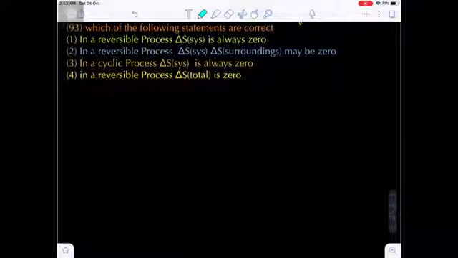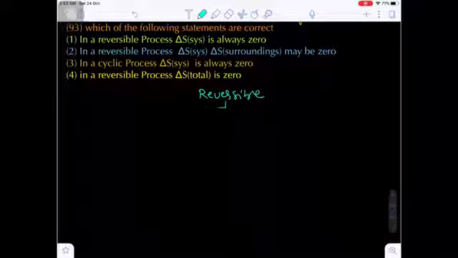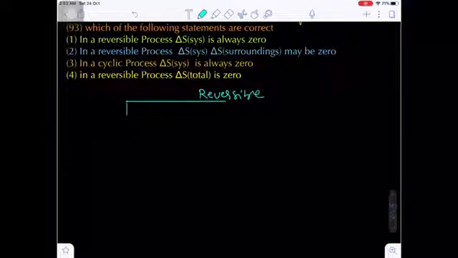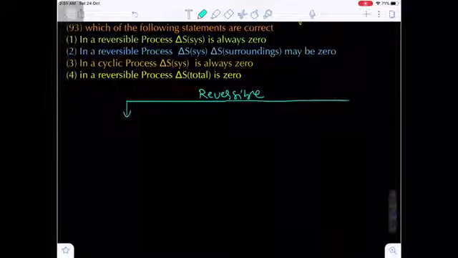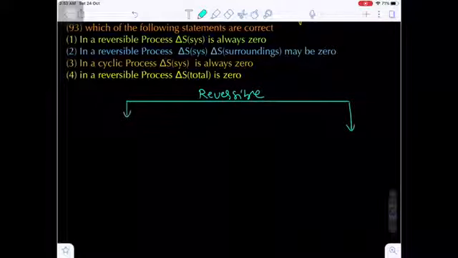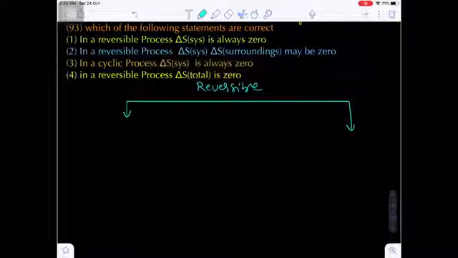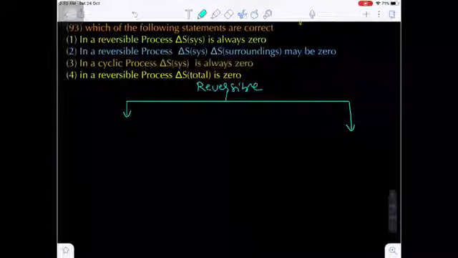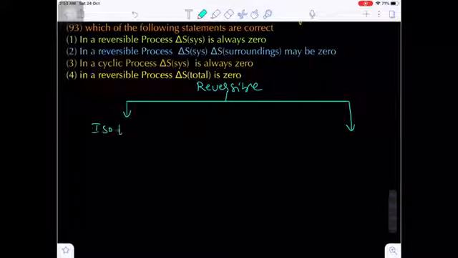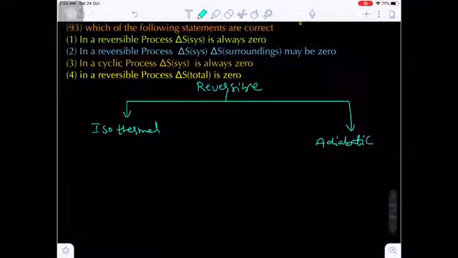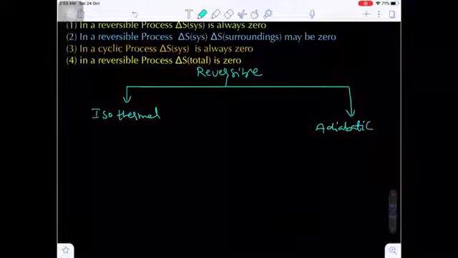Now here, there are two types of reversible processes. Number 1, isothermal. Number 2, adiabatic. Okay, so how many types of reversible processes here I am writing? 2 types of the reversible processes. Number 1, isothermal reversible. Number 2, adiabatic reversible. Remember, in both the cases delta S total will be 0.